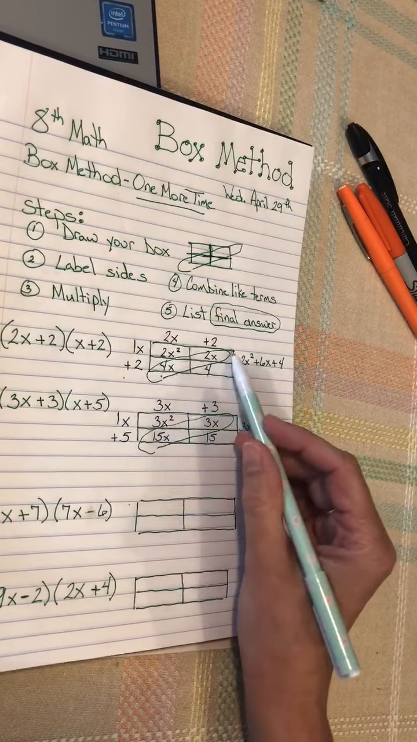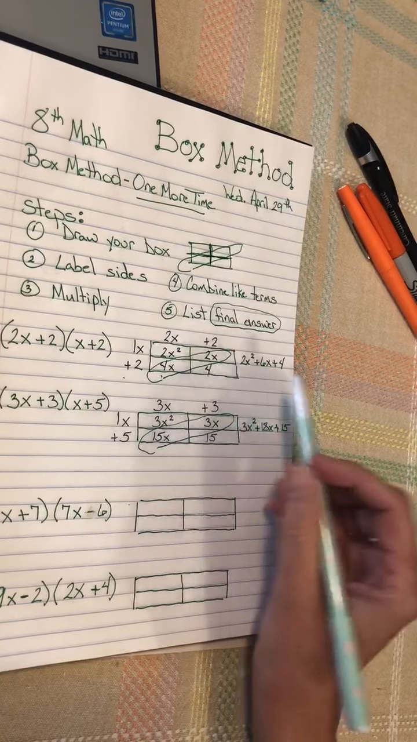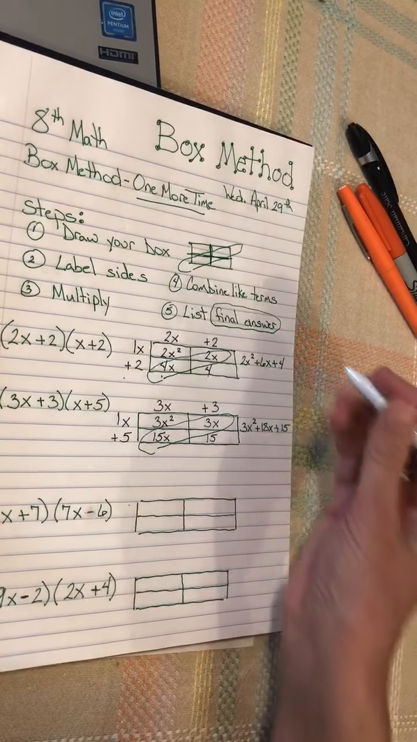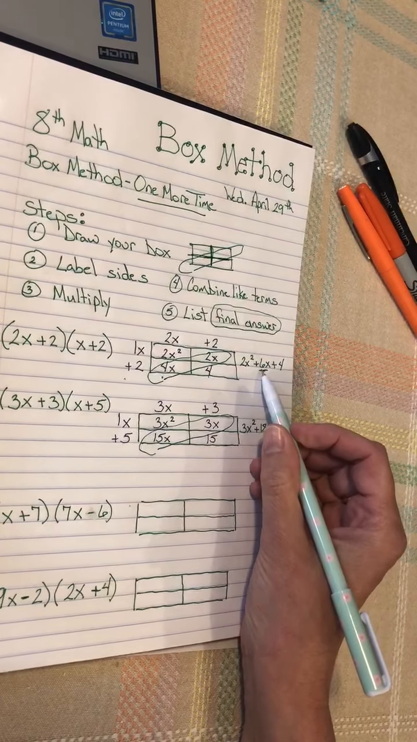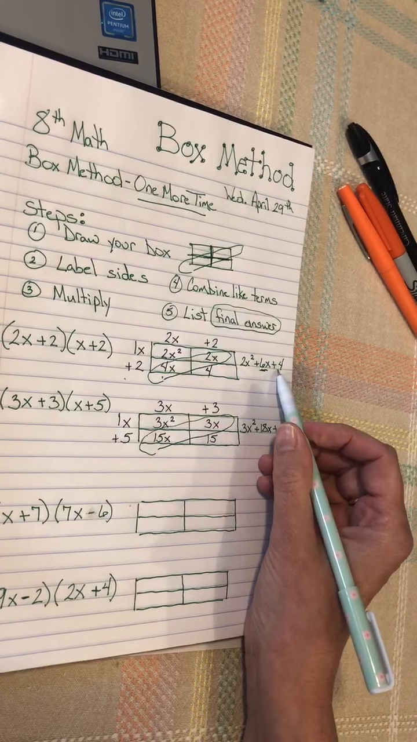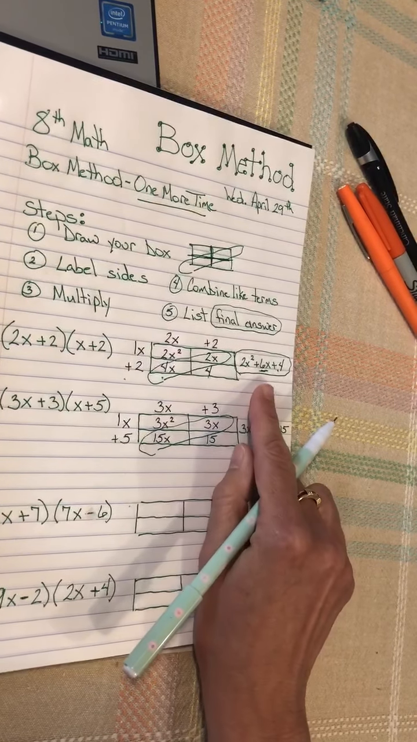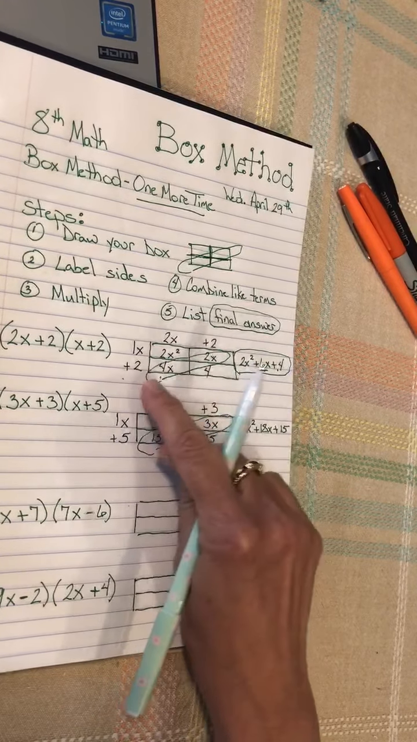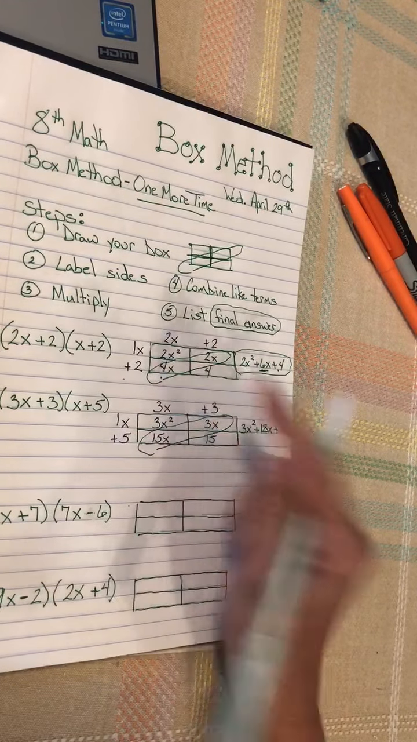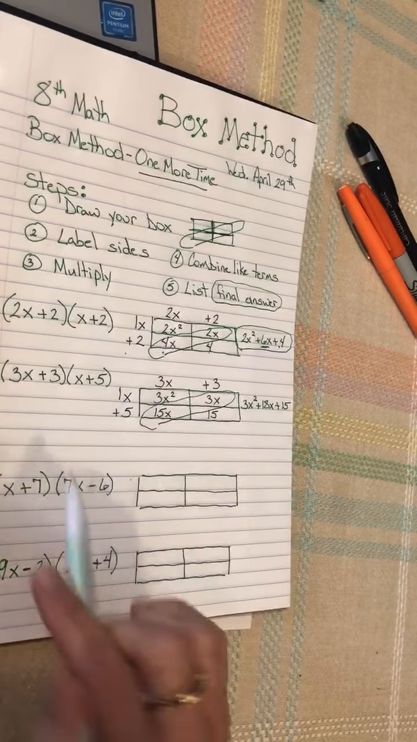Okay, here's where I combine my like terms. So I end up with 2x squared plus 6x, because 4x and 2x is 6x, plus 4. Okay, on your homework, I would like your final answer to be circled. All right, if it helps you to circle these terms that you're combining, you can do that too. Okay, here's the next one.